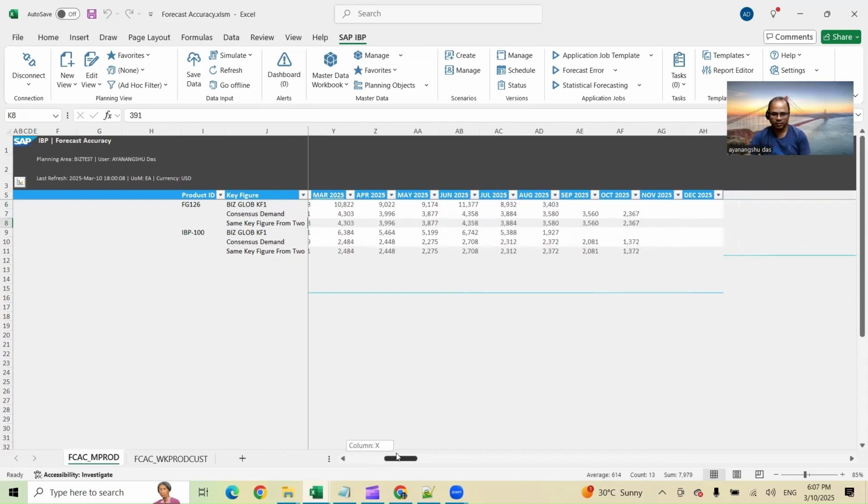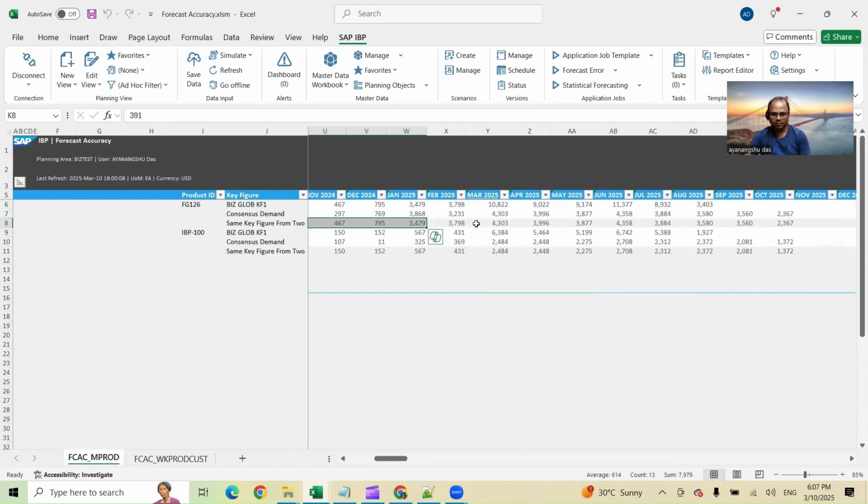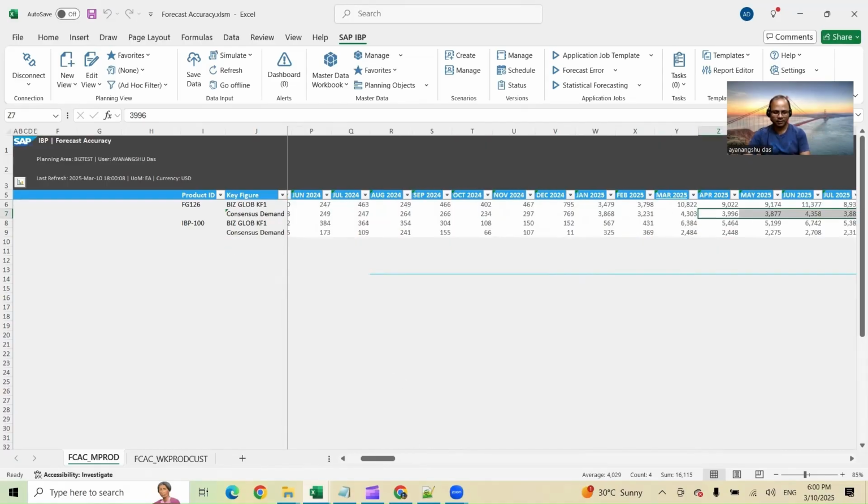Now we will see when we are in the current period. So we are in March. Now, if you see, it is not taking from this key figure, but it is taking from this figure. So from the current to the next periods, it is taking from the consensus demand, whereas for the periods before this, it was taking from this key figure, even when the consensus demand had data. So this was our intent. So let's see how to create that.